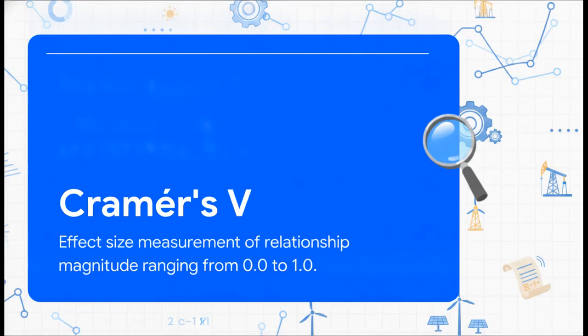The real star of the show here is Cramer's V. This is a very straightforward measurement of magnitude. Think of it kind of like a Pearson correlation coefficient, but it's specifically built for categorical variables. It gives us a strict numerical value right between 0.0 and 1.0. A 0 means complete statistical independence, while a 1 means you've got a perfect mathematical association. It literally tells us exactly how much of a relationship exists between the categories we're looking at.